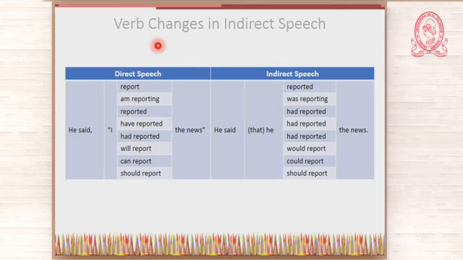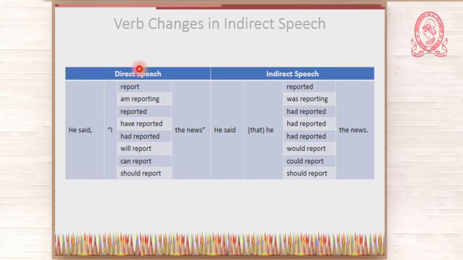And here we have a table. And this is something that you have to study several times so you don't make mistakes. Verb changes in indirect speech. This chart is very important to you because here you have, he said, I report. He said, I'm reporting. He said, I reported. He said, I have reported. I had reported. I will report. I can report. I should report. And all of them suffer a verb change.